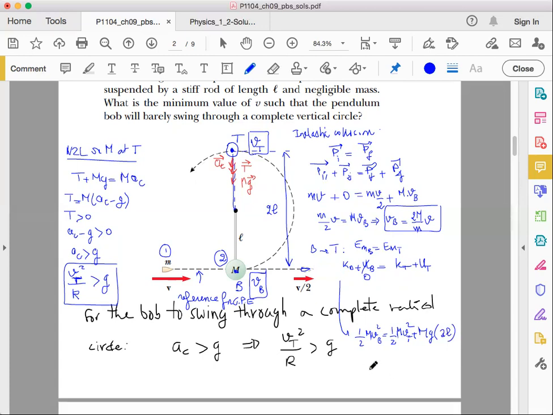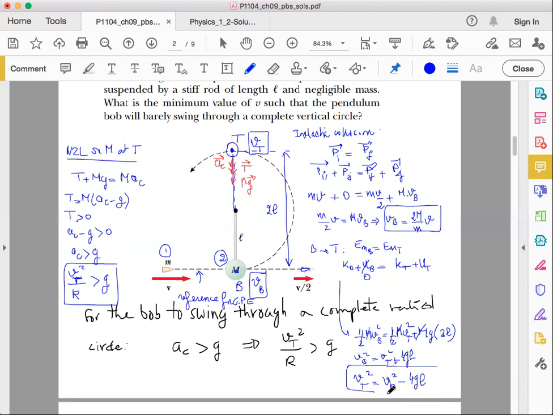right? So just now we need to cancel out all the mass terms. So we end up with VB squared equals VT squared plus 4G times L. So don't forget that we have canceled. So we just have multiplied everything by 2. So this cancels out, this cancels out, and this factor becomes 2. And so we can write down that VT squared is nothing else than VB squared minus 4GL.